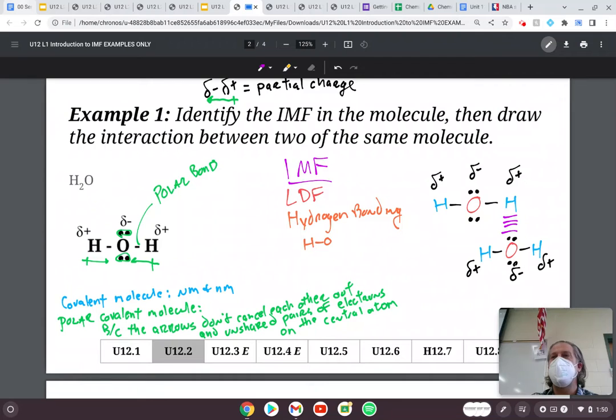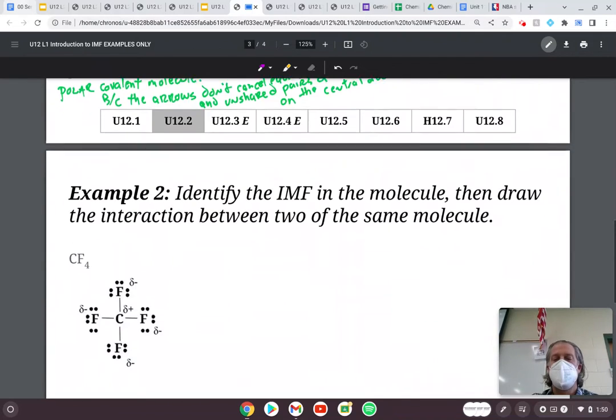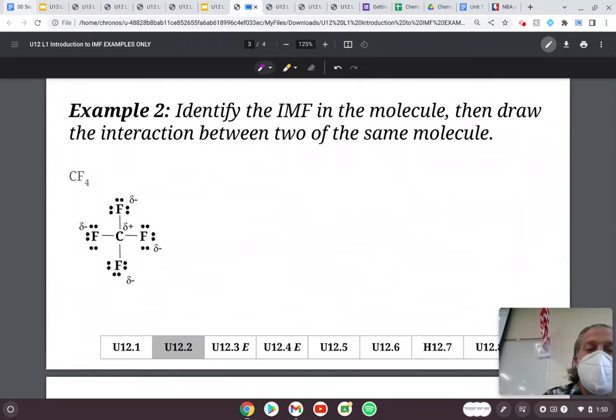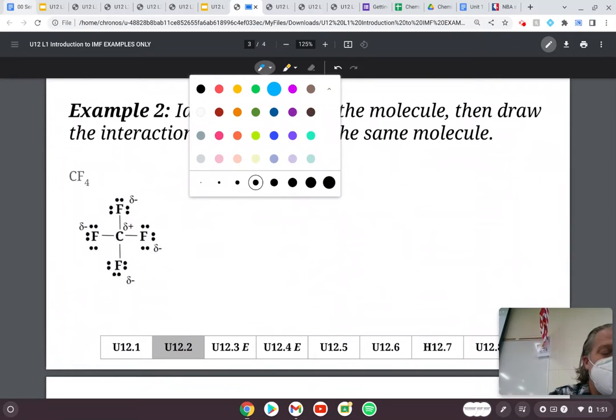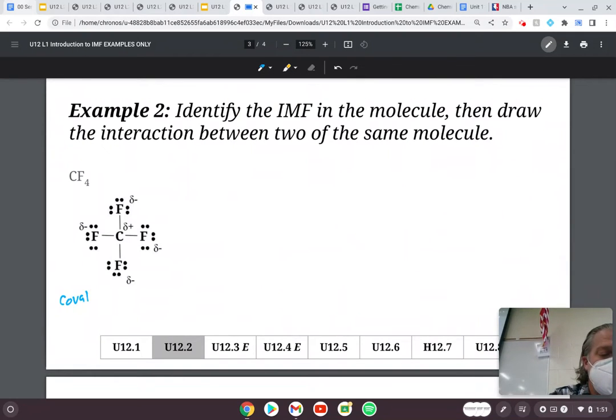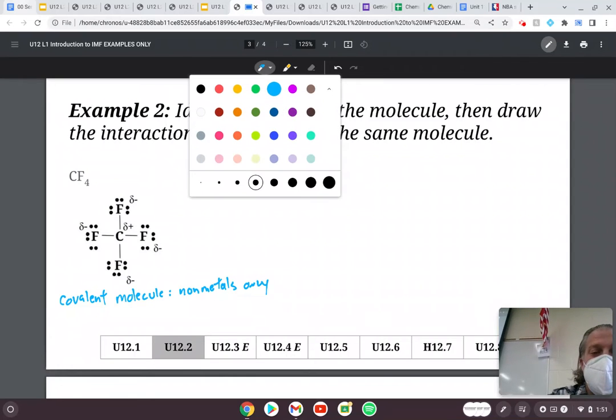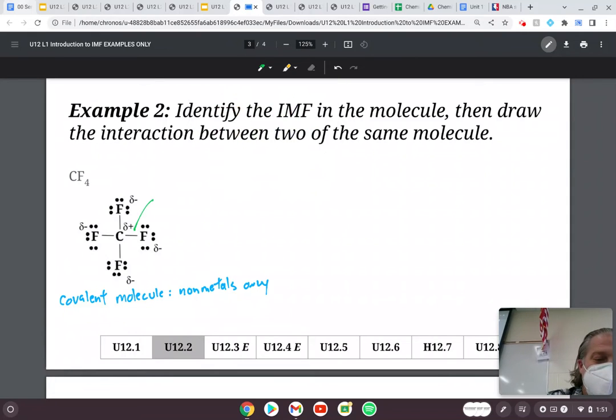Okay. In example number 2, we have another covalent molecule, again because it's nonmetals only. And those partial charges, right? Those partial charges tell us that all of these are polar bonds.